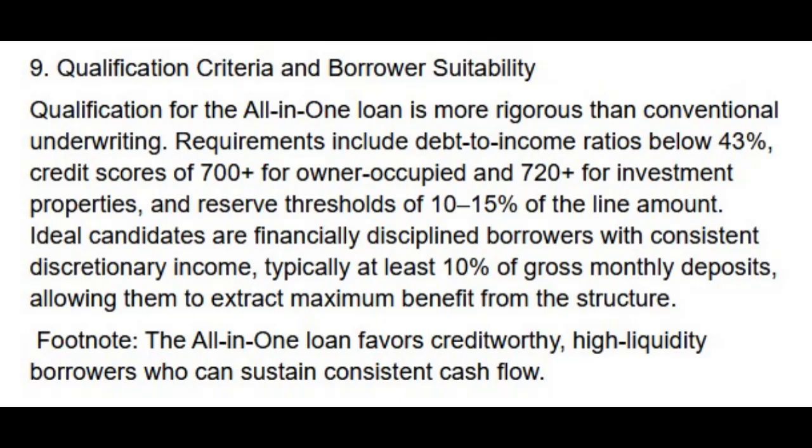Ideal candidates are financially disciplined borrowers with consistent discretionary income, typically at least 10% of gross monthly deposits, allowing them to extract maximum benefit from the structure. Footnote: the all-in-one loan favors credit-worthy, high-liquidity borrowers who can sustain consistent cash flow.